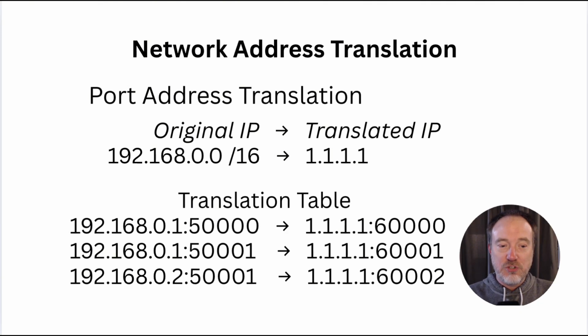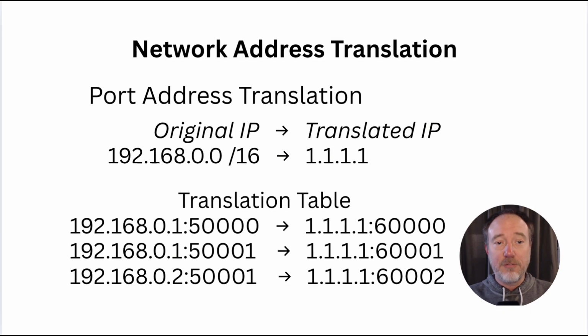The last entry shows that an original IP of 192.168.0.2 was also using port 50,001. The same translated IP is mapped, but this time a port of 60,002 is used. So we have the same source original IP address that can be mapped to the same translated IP with different port numbers, and we can even have the same original port with different IPs being mapped to the same translated IP, but still different ports.